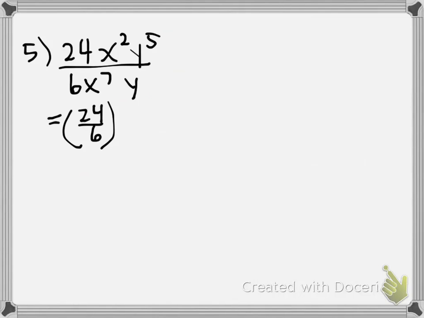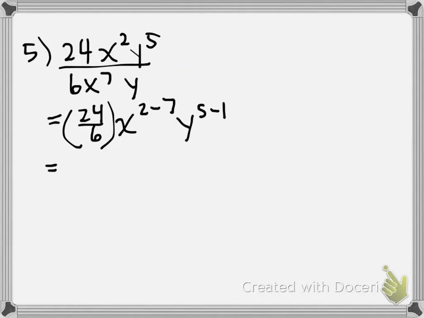So we're going to take our coefficients, and we said if there are coefficients, we're going to divide them. Top number divided by bottom number. Then we're going to look at exponents. There's 2 on the top and 7 on the bottom, so we'll subtract that way. Y's, 5 on the top, 1 on the bottom, so we'll subtract 5, take away 1.